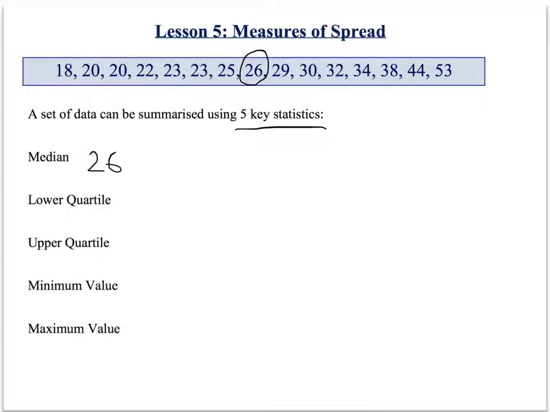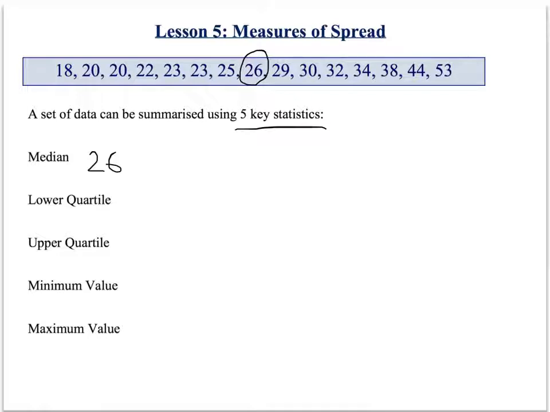Now that median splits our data into 2 halves, basically. So what it means is that 50% of my data is less than 26, so 50% of the numbers are less than 26 in value, and 50% of the numbers are more than 26 in value. What the lower and upper quartile do is they further split your data into quarters.